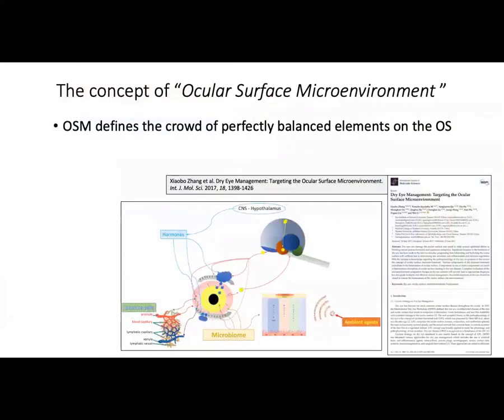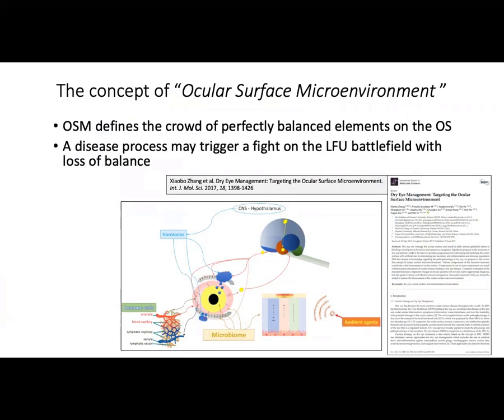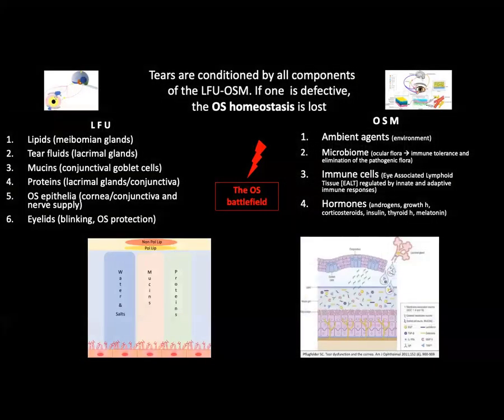The ocular surface microenvironment defines the crowd of perfectly balanced elements on the ocular surface. A disease process may trigger a fight on the lacrimal functional unit battlefield with loss of balance. There is continuous interaction among the different tear film components. When one is defective, the ocular surface homeostasis is lost.